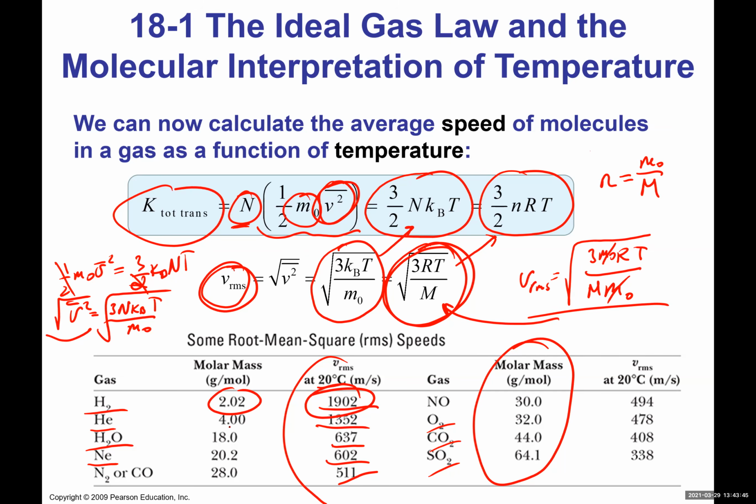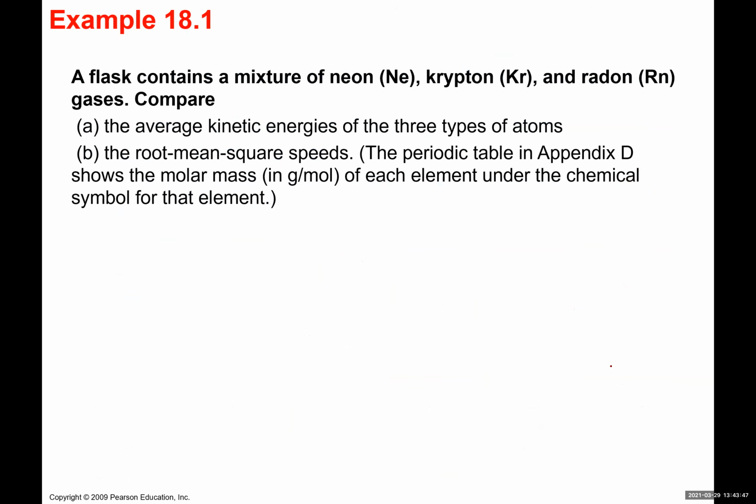All right. So let's look at some examples where we can see how we can calculate those RMS values. Here we have a flask that contains a mixture of neon, krypton, and radon gases. We want to compare the average kinetic energies of the three types of atoms. So you have three types of atoms in the mixture, and we want to see what is the difference between their kinetic energy. We're assuming that they have the same temperature. And then the root mean square speeds.